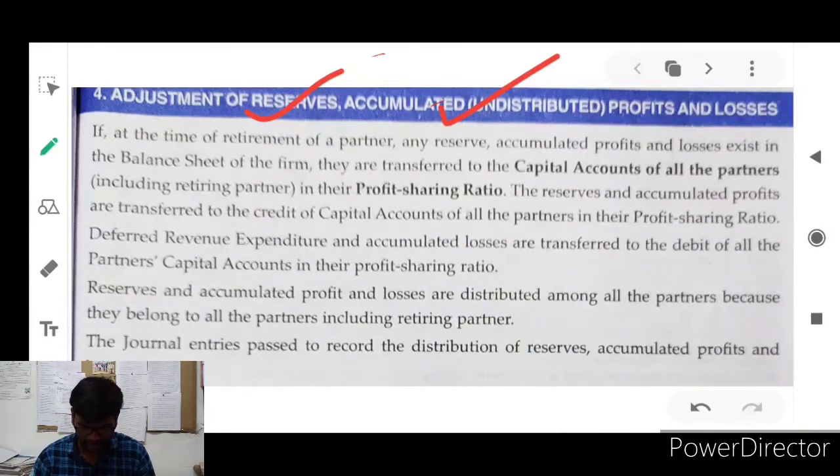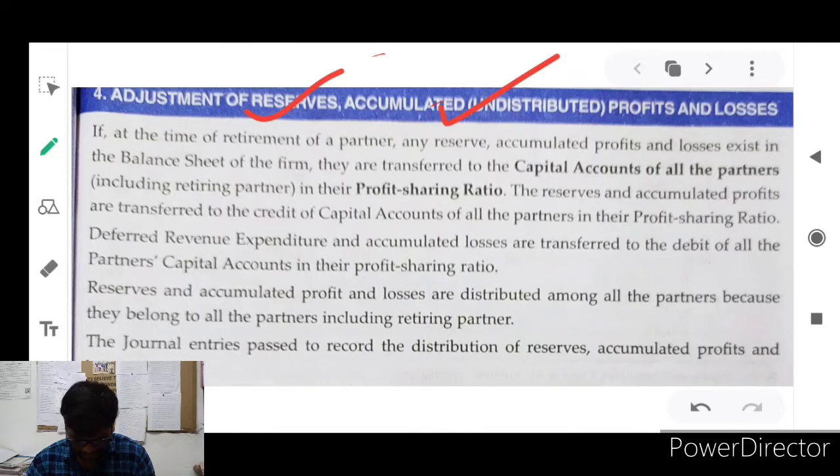At the same time, accumulated or undistributed profit and losses. For the past 3 years or past 5 years, the firm did not share its profits and losses with its partners. That is called undistributed profit, undistributed loss. So this undistributed profit and loss will be shared among all the partners, including the retiring partner during retirement, as per their existing profit and loss sharing ratio, not the new ratio, because it belongs to the previous year. All this information is available in our previous year balance sheet.